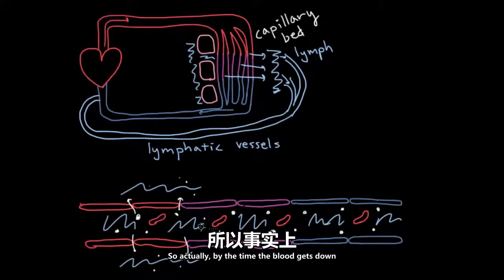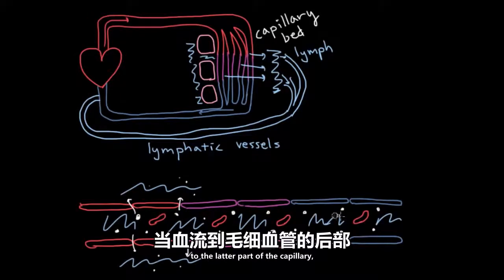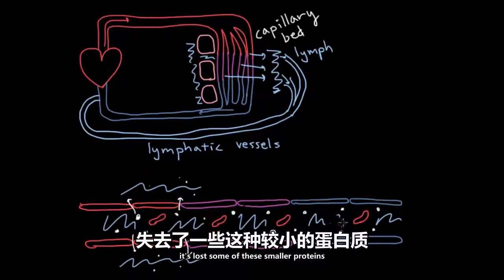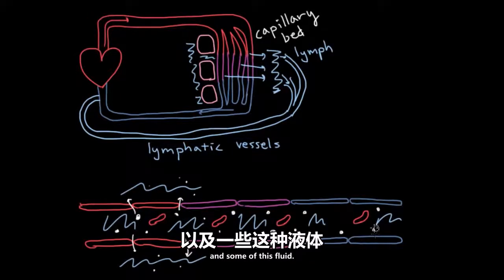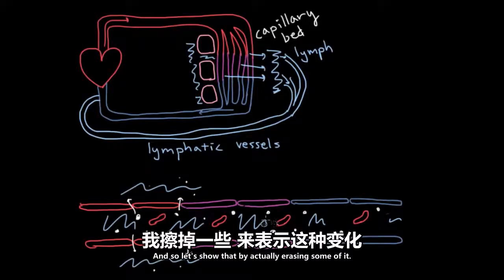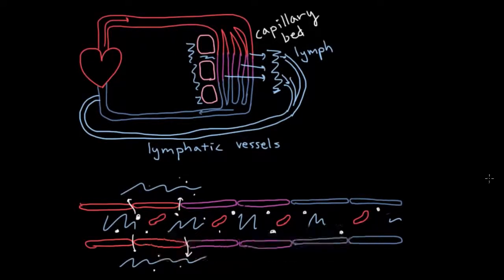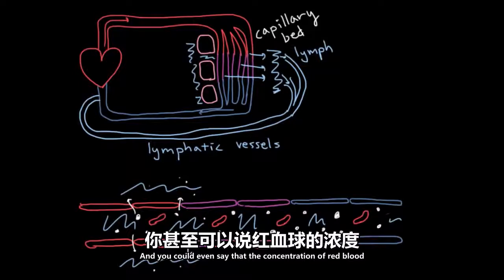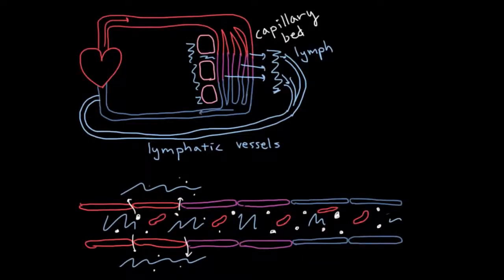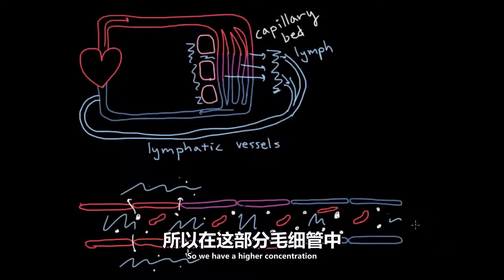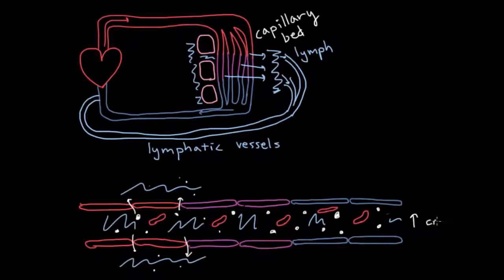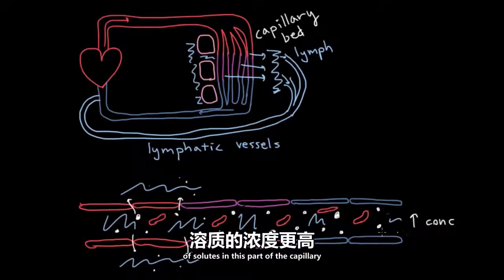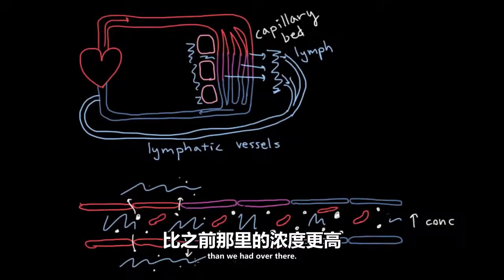So actually, by the time the blood gets down to the latter part of the capillary, it's lost some of these smaller proteins and some of this fluid. And so let's show that by actually erasing some of it. And so the concentration of bigger proteins is higher, and you could even say that the concentration of red blood cells is a little higher. So we have a higher concentration of solutes in this part of the capillary than we had over there.